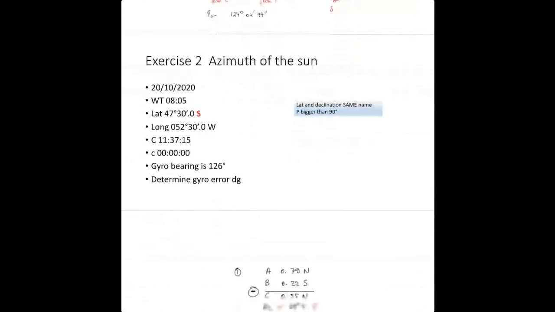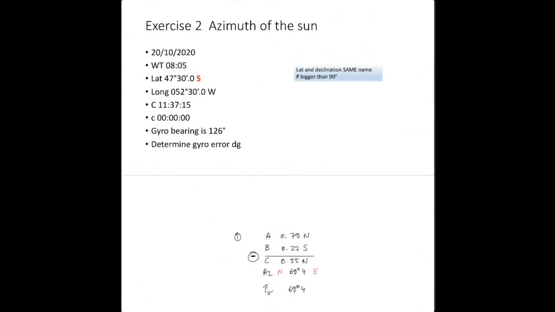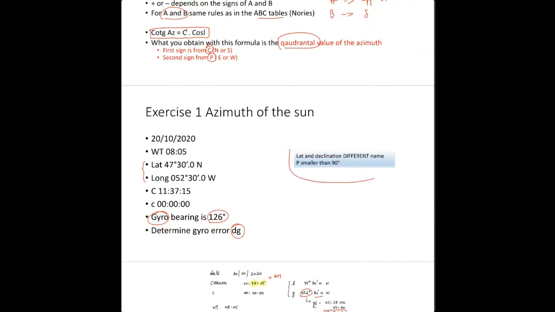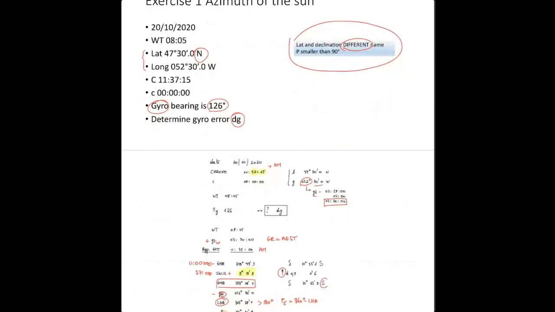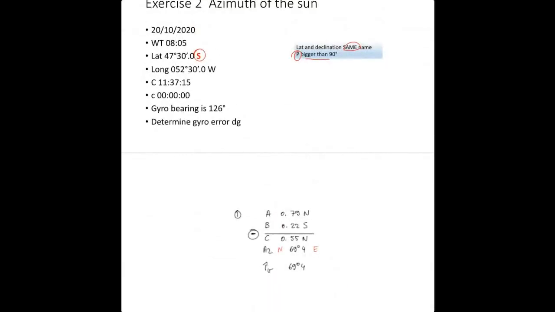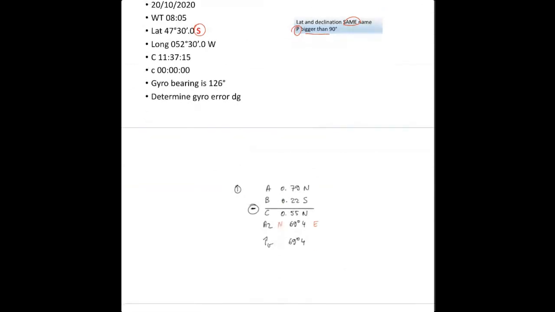And then to finish, I'll give you another example. It's more or less the same, but what have I done? The only thing that I have done is I have changed the sign of the latitude. So now, in the first exercise, if you allow me to go back, in the first exercise, latitude and declination have different names, okay, because my latitude is north and the declination here is south. But now, I've only changed the sign of my latitude. Now they have the same name, and as we will see later, the polar angle that we calculated is bigger than 90 degrees. Okay.